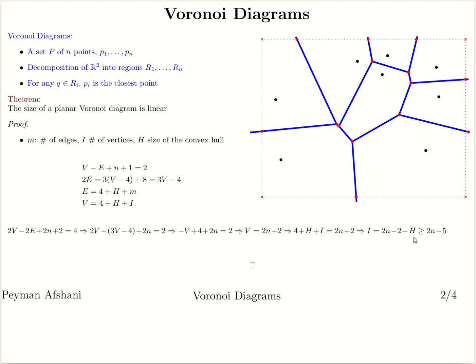However, notice that the size of the convex hull is at least 3. So this means this is at least 2 times n minus 5. To get to the number of edges in the original Voronoi diagram, we start with here, here, which is this formula. And then by replacing v as from here, we get that e equals this, and then this simplifies to m equals this value, and since h is at least 3, then we know the number of edges is at least 3 times n minus 6.